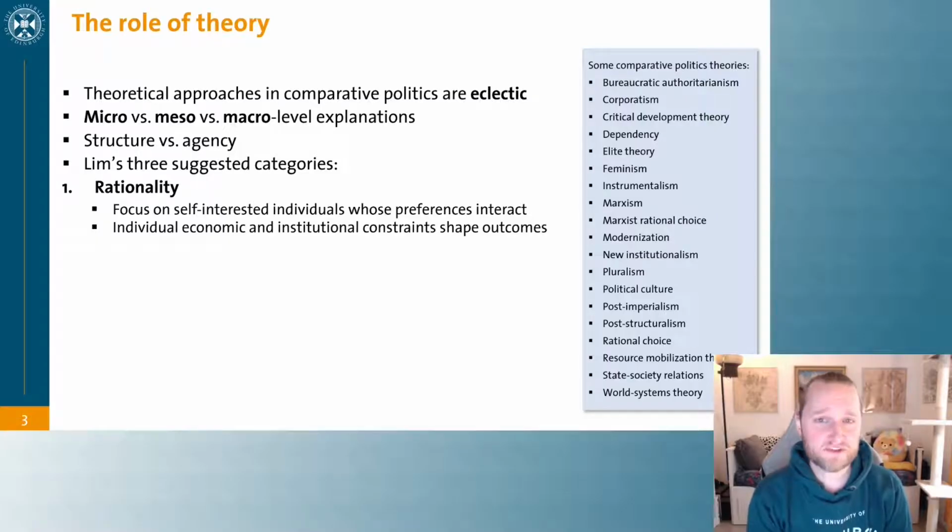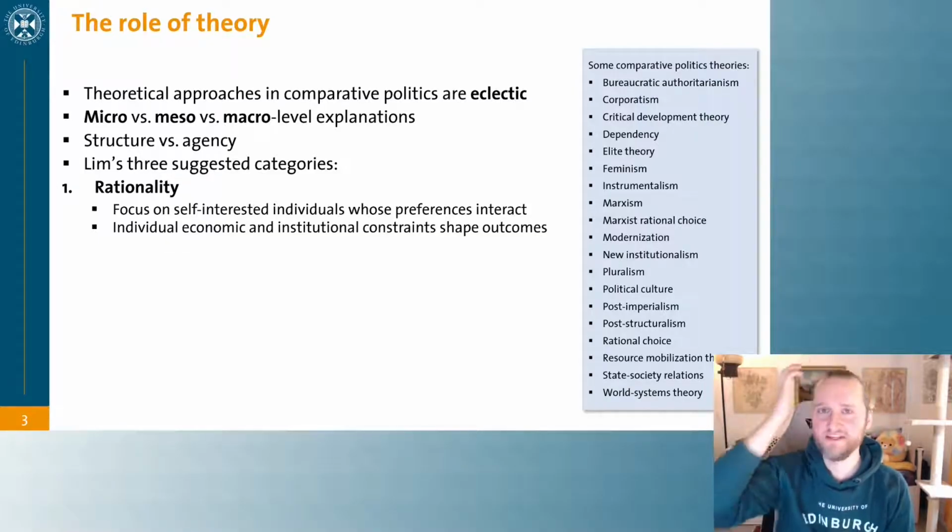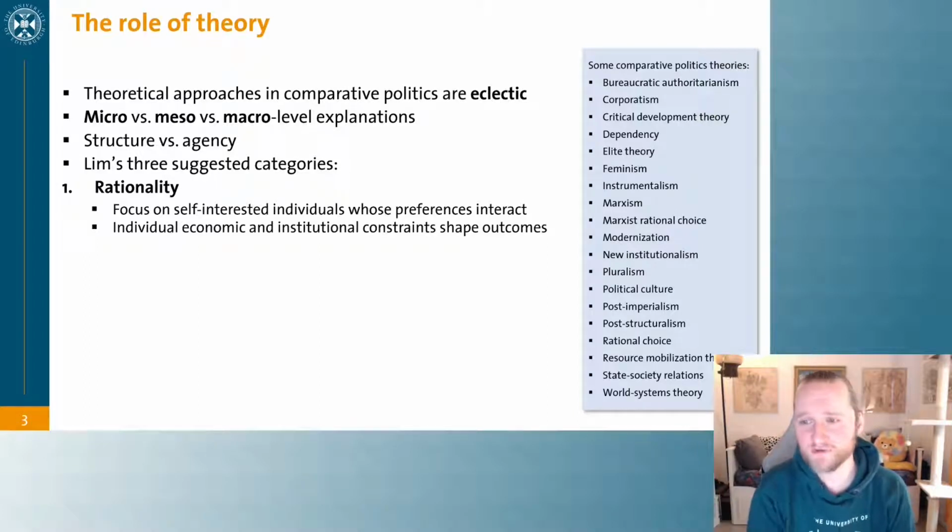So the first is theories that emphasize the role of rationality. In these types of theories, the focus tends to be on individuals. Doesn't necessarily always mean individuals as in one person. Could also be, say, an individual party, for example. But the focus is on self-interested individuals, individual little actors that are then interacting with each other.